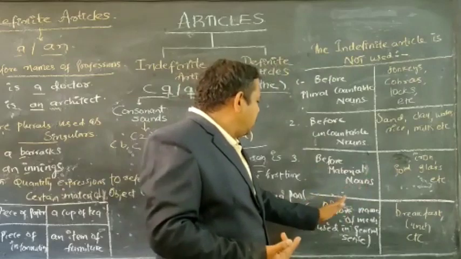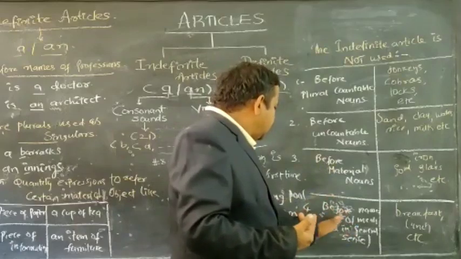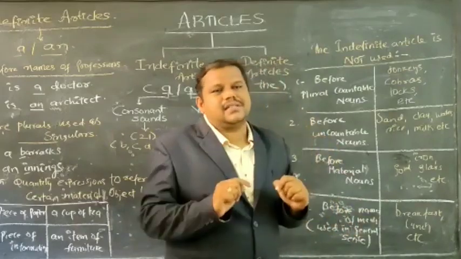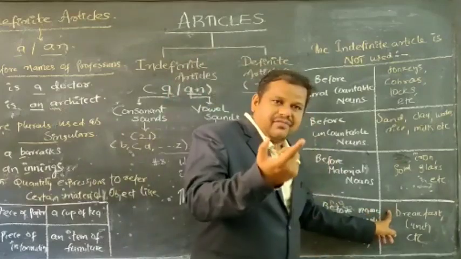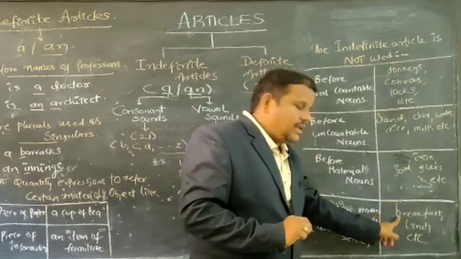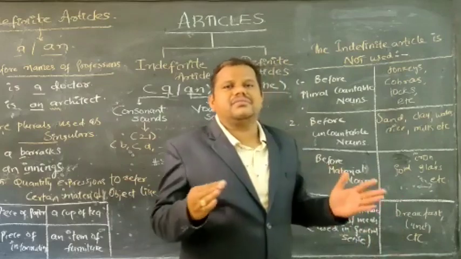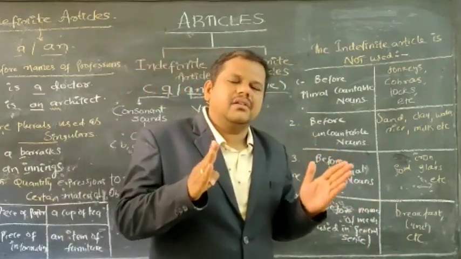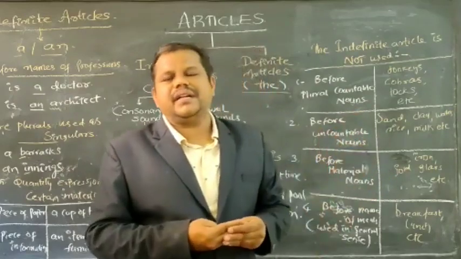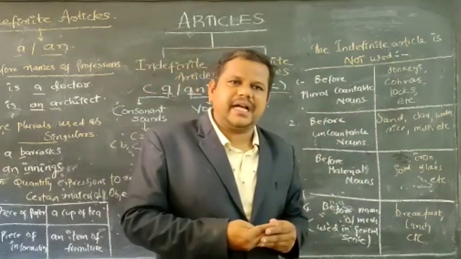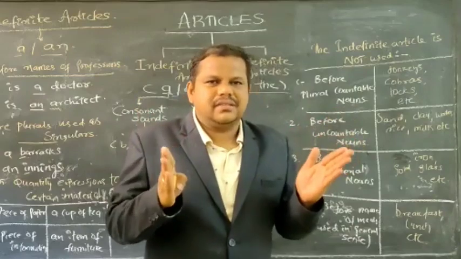And the last one is before names of meals. When you are taking meals, eating somewhere, used in a general sense, we can't use the indefinite articles. Like "a breakfast" is wrong. Breakfast is the correct word. Lunch, we can't use A or AN, etc. So these are the different types of rules. When you are writing your examination, most of the time they give you different types of errors related to indefinite articles. Students, try to write the proper article as the correct answer.